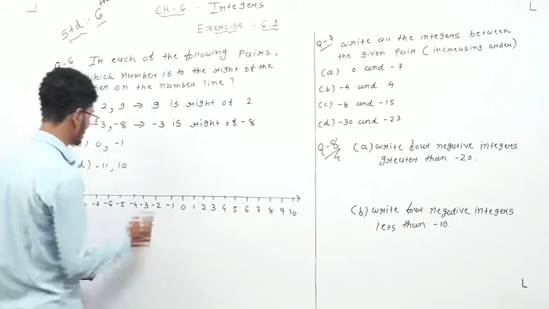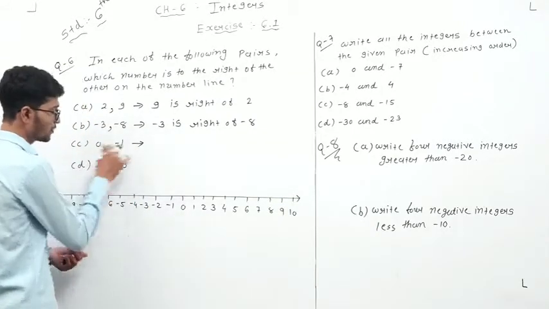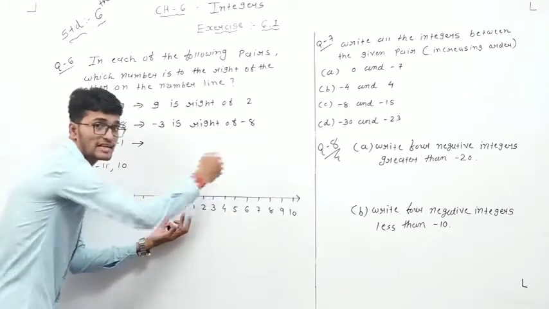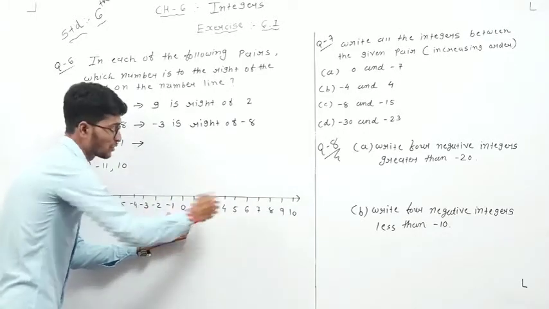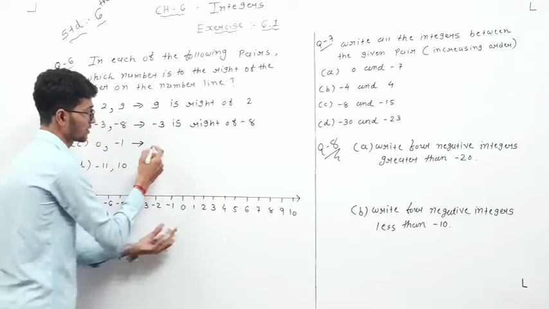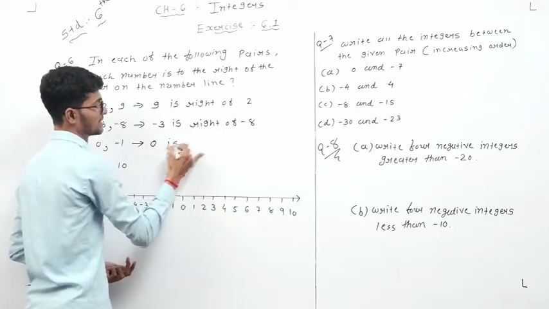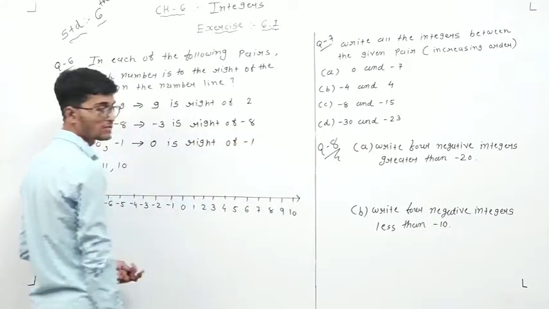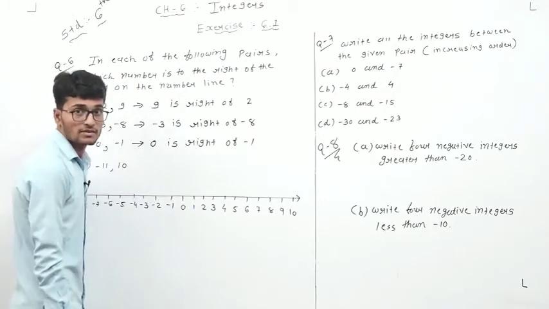Clear? Okay. Now the next one, 0 and minus 1. So here is 0, here is minus 1. On this side right, on this side left. So on the right side which number? 0, and on the left side which number? Minus 1. So 0 is right of minus 1. This one is the third question's answer.